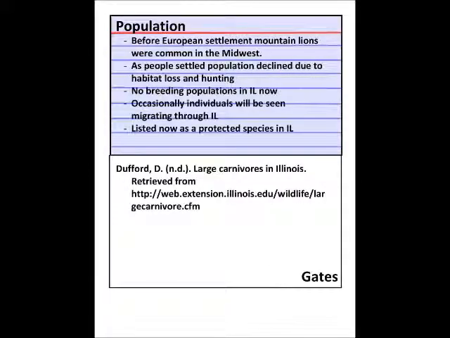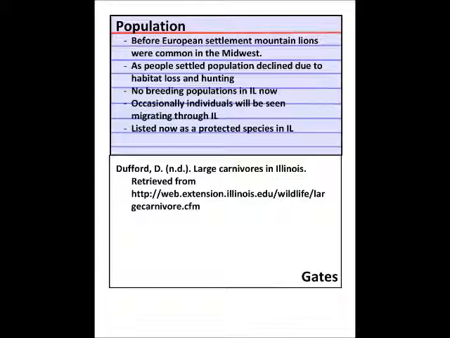So here's a sample of what a note card could look like. This one was on the topic of population, and this is information someone found from the source about their animal on population. So before European settlements, mountain lions were common in the Midwest. As people settled, the population declined due to habitat loss and hunting. No breeding in the population in Illinois now. Occasionally we will see some individuals migrate through. It's now listed as a protected species. So all this information came from one source.